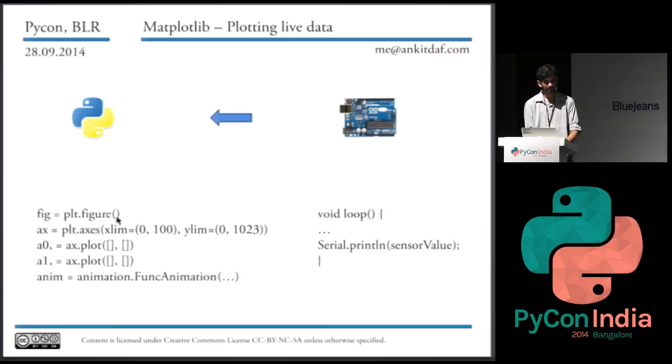You need to create a figure object in matplotlib. You need to specify the axes and the limits. So here we have chosen to use 100 data points. So you'll set the limits of the x-axis as 0 to 100, which is basically time. And the y-axis basically is the value that your sensor gives out.